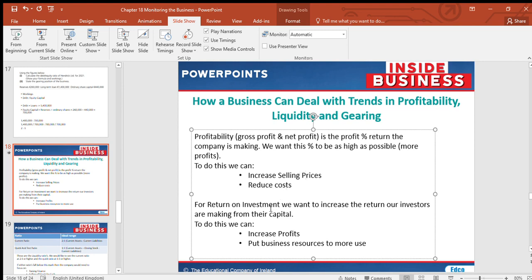The third profitability formula is return on investment. This is the return that the investors will get. It's your return on investment.